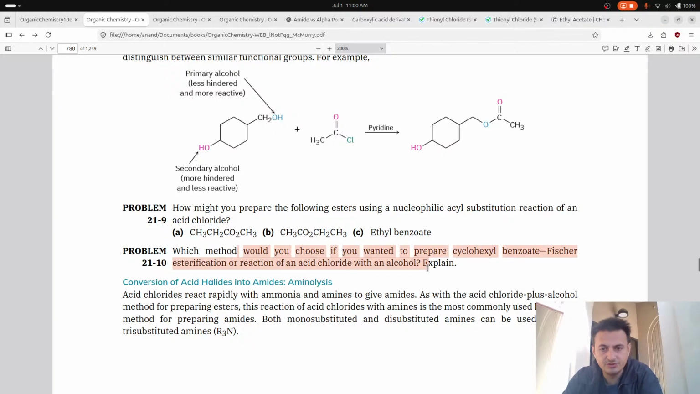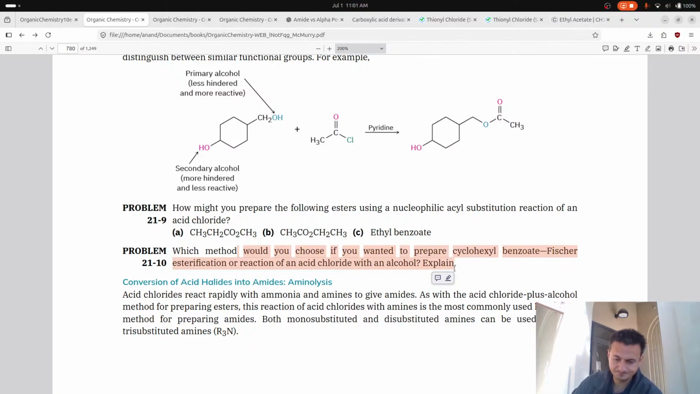Which method would you choose if you wanted to prepare cyclohexyl benzoate? Wait, cyclohexyl benzoate. They didn't say anything about sterics in the fissure, but the tetrahedral intermediate, that geminal diol intermediate, seems like it would also have the same sterics. But let me just draw it out.